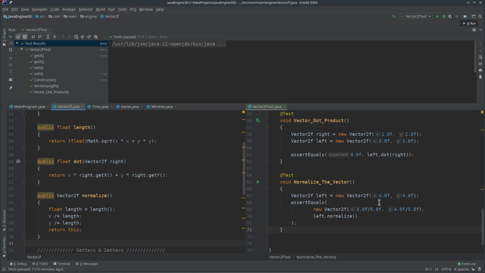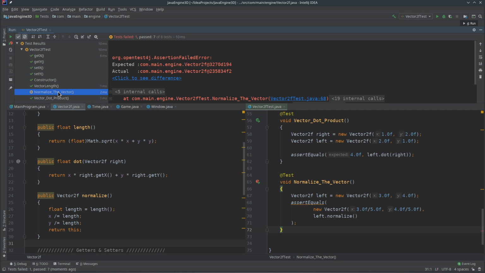Which is why I've got 3 over 5 and 4 over 5, because the length is 5 as we know. So I've got x and y over 5. So it really does line up with this, but as you can see, that equation looks nothing like that one. Here goes. Can we do that? Oh, what do we get? Assertion failed. Oh, that's interesting. I think we got the wrong thing.